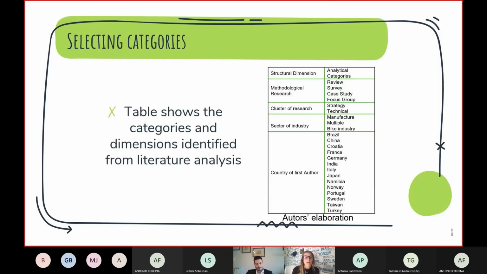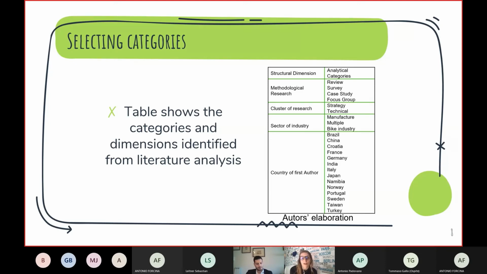The next step is called the selecting of categories and identifies the dimensions and the categories of the literature analysis. The categories and the dimensions identified can be inductive or deductive. The dimensions identified are methodological research, cluster of research, sector of industry, and the country of the first author. The categories of methodological research are review, survey, case study, focus group.